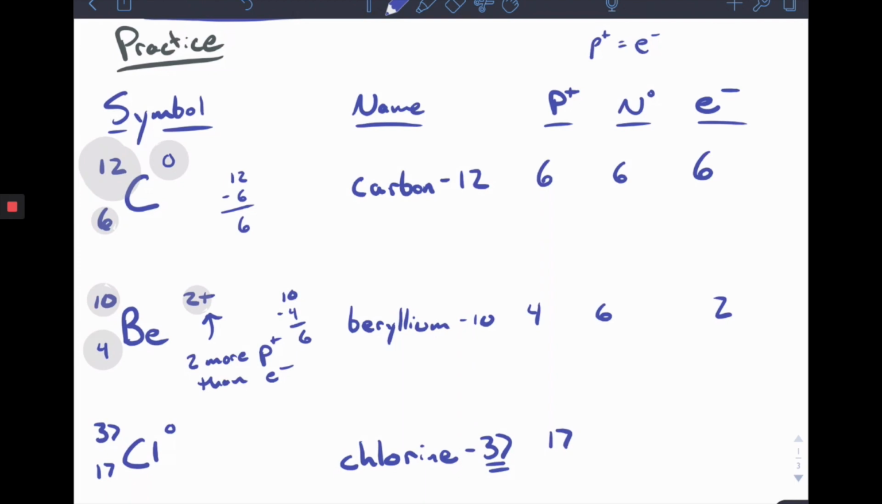Chlorine, atomic number of 17. It's neutral, so it's going to have 17 electrons. And then to figure out the number of neutrons, like we've been doing all along, atomic mass, which is the protons and neutrons, minus just the number of protons. Can't do my math. 20. All right, so that's how it works.